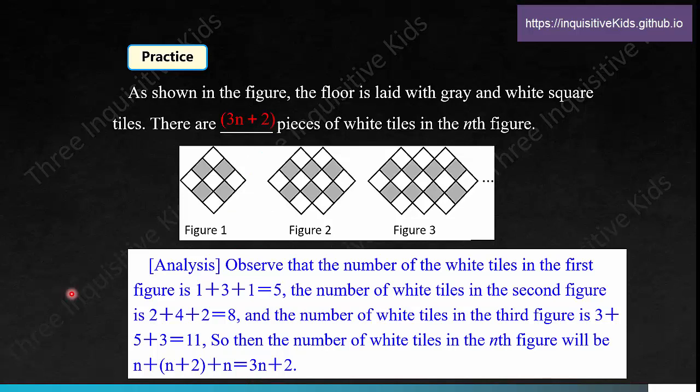So observe that the number of white tiles in the first figure is 1 plus 3 plus 1 equals 5. Well, this is a different solution. The number of white tiles in the second figure is 2 plus 4 plus 2. The number of white tiles in the third figure is 3 plus 5 plus 3. So then the number of white tiles in the nth figure would be n plus 2 plus n, which is 3n plus 2.